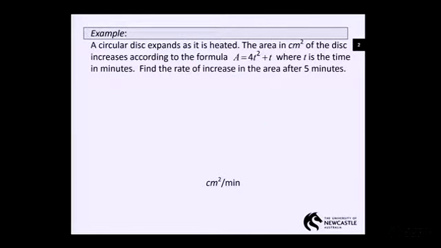So the question in your course reader says, a circular disk, so straight away there's a clue that this is a circle that we're working with, expands as it is heated. The area, which comes to us in centimetres squared, of the disk increases according to this formula, that A is equal to 4T squared plus T, where T is the time in minutes. So I know that the area is in centimetres squared. I know that the time is in minutes. Okay, so I've got my units looked after there. There's centimetres squared and there's minutes. And it says find the rate of increase in the area after 5 minutes.